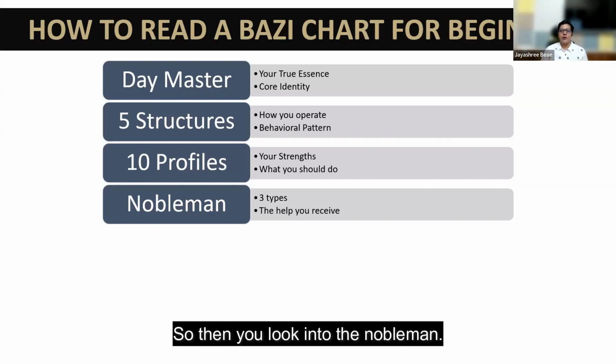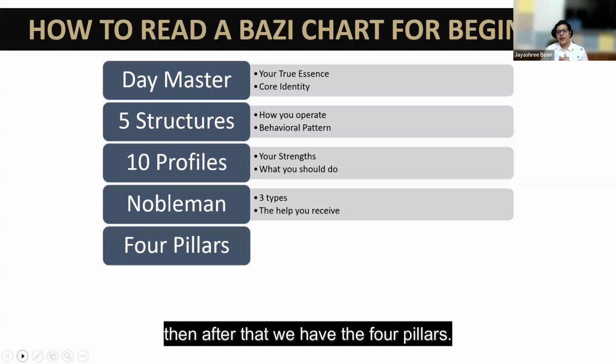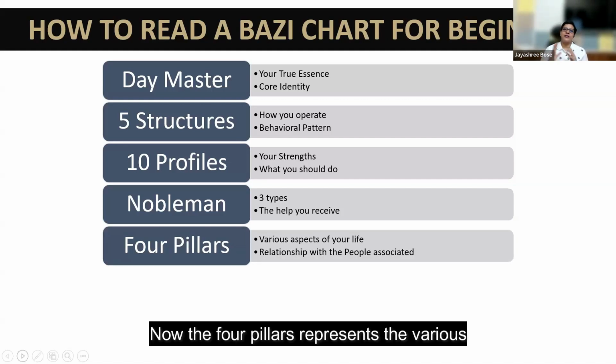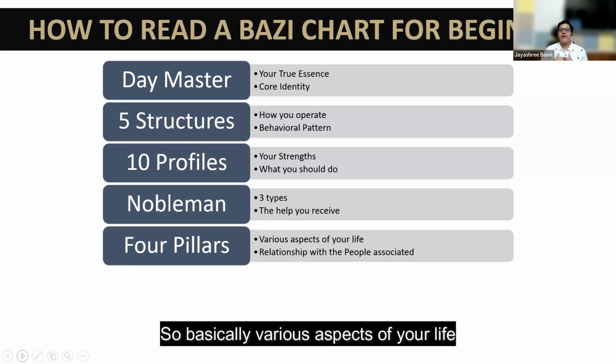So then you look into the nobleman. When you're reading somebody else's chart, you can tell them, these are the helpful people you have in your life. So if you find these people, do listen to their advice because it works out for you. Then after that, we have the 4 pillars. Now, the 4 pillars represent the various aspects of your life. It can represent your age, your body part, the people in your life, and it can represent your career, your thinking, your relationships. So basically, various aspects of your life and the relationships with the people associated with the pillars.